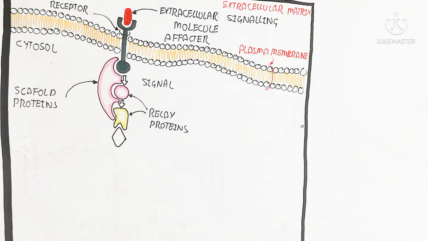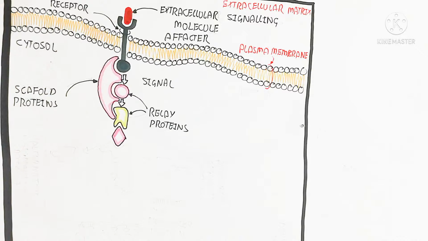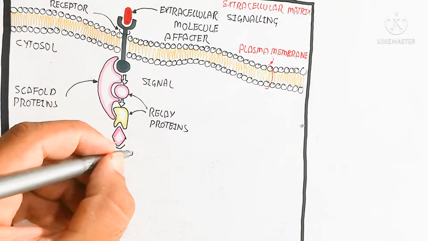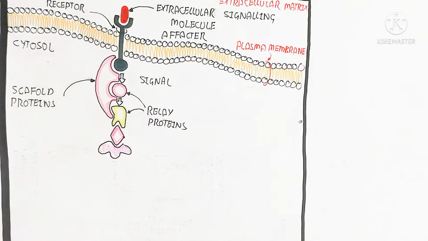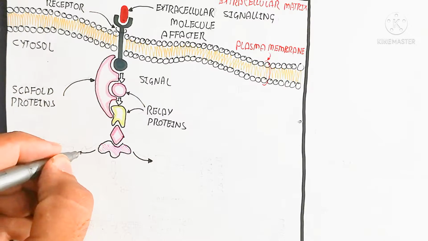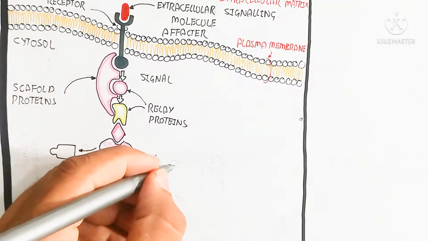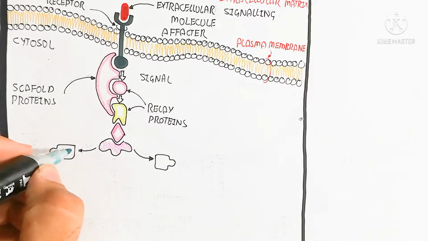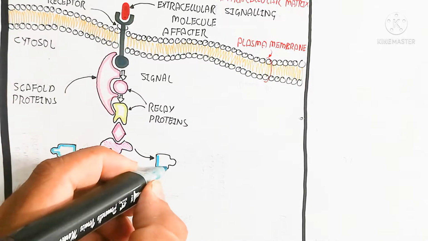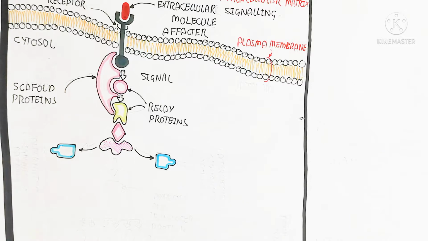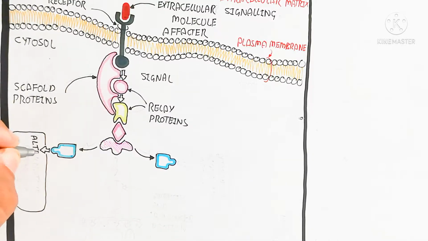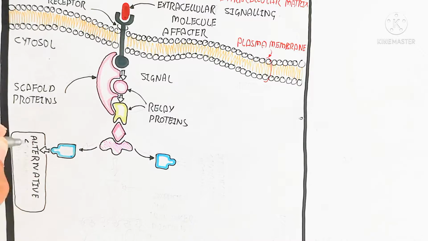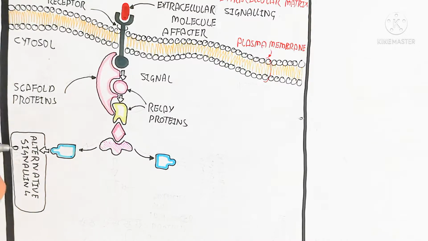After this, the next protein will be attached, and with this attachment a cascade of phosphorylation will occur. In this way there are multiple pathways, that is, alternative signaling pathways. These alternative signaling pathways will target different proteins for different purposes. So the amplifier and transducer proteins will be increased.